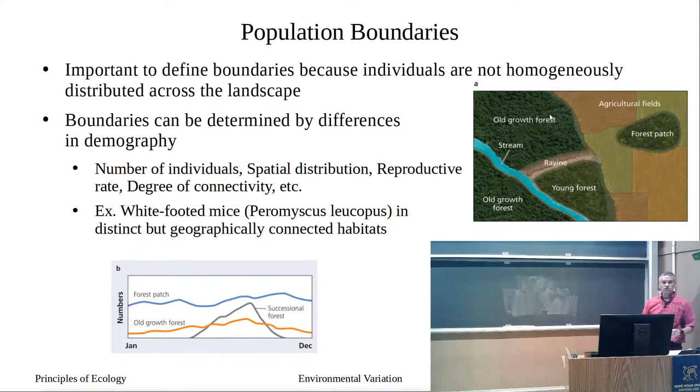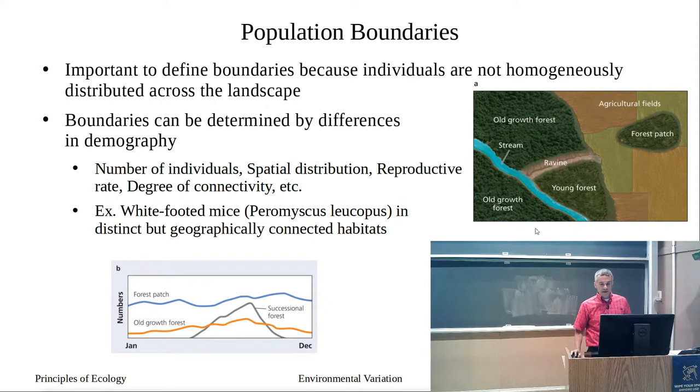But that's only part of the story. Sometimes we're going to define our populations based on their demographic characteristics. That could be the number of individuals that we see, or the density, I should say. Density is probably the better descriptor. So based on the density, perhaps some patches have higher density than other patches. That could mean that we have two different populations in those patches. Could be related to spatial distribution, spatial dispersion in a landscape. That's a focus of our labs this week and next week. Could be reproductive rates, degree of connectivity, age structure, sex ratios, a lot of different things, all relating to these different patches.